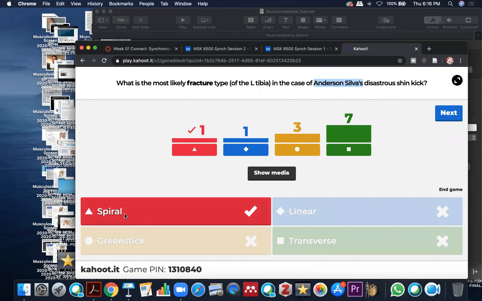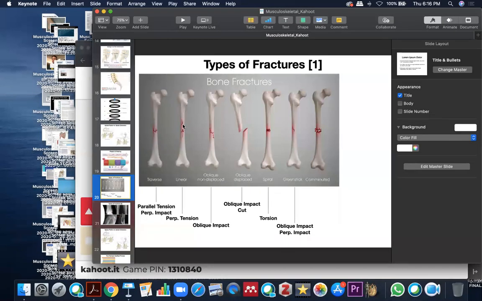It can't be spiral because it's not a torsion force. It couldn't be linear because the nature of the impact would not produce this type of break. This would probably have to be perpendicular tension. So it's one force pulling this way and then another pulling that way.